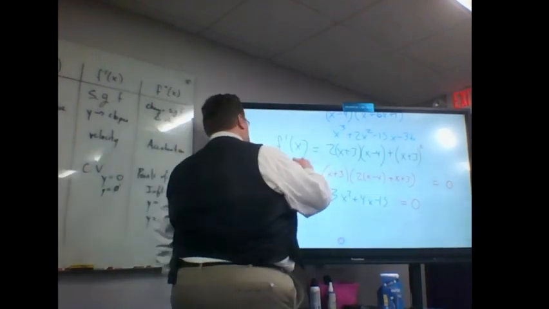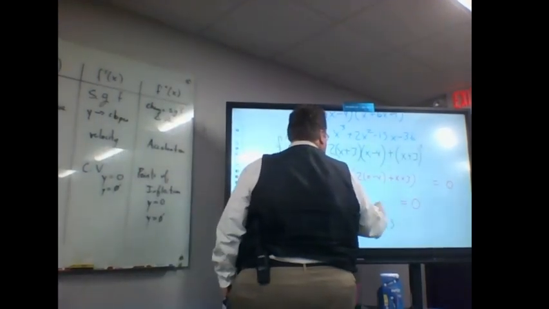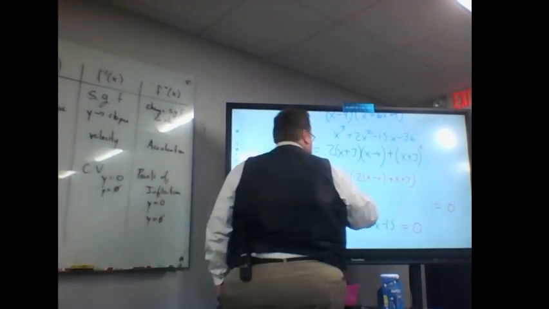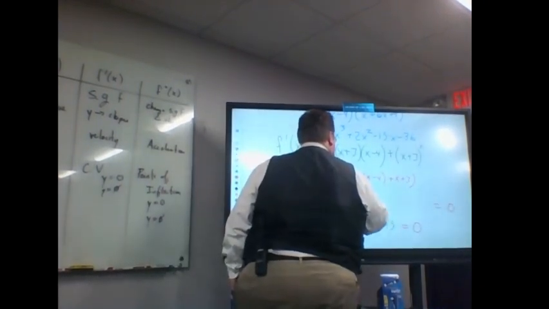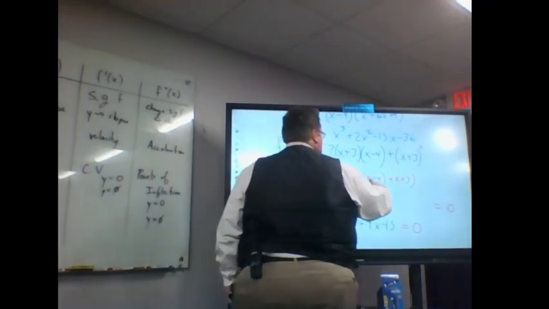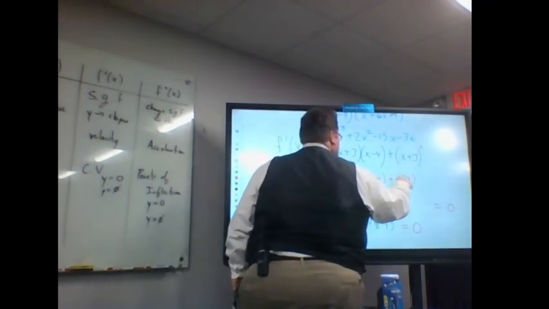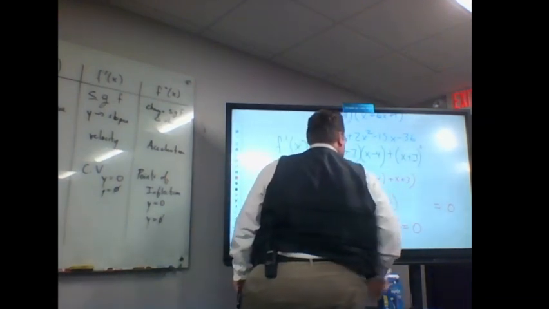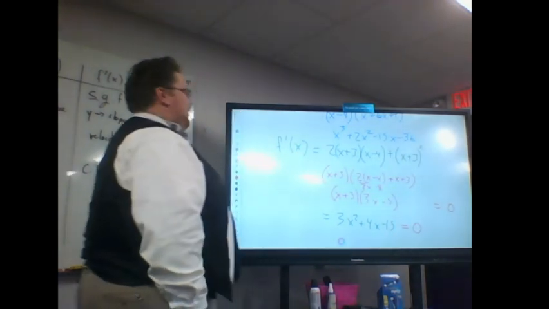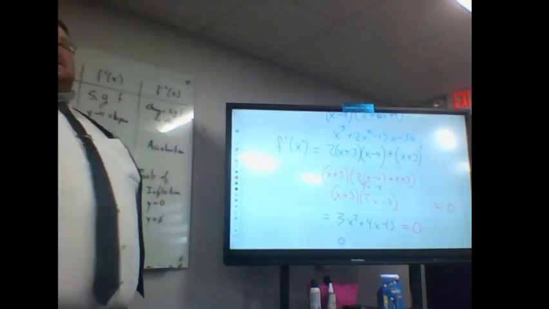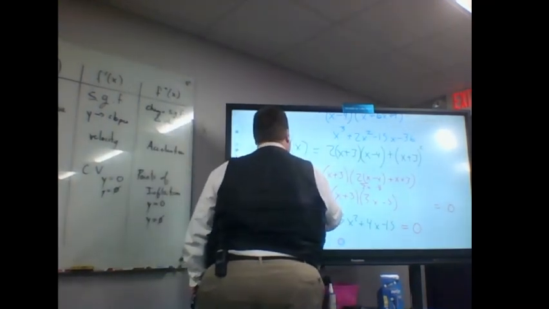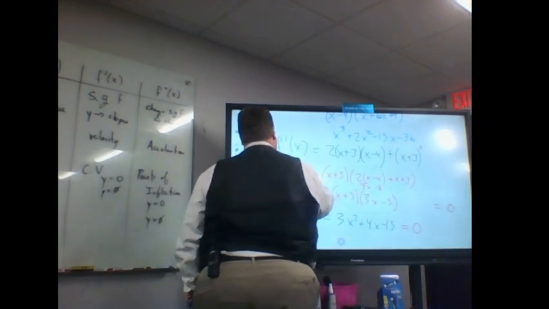This becomes x plus 3 times, let's see, this becomes 2x minus 8, plus x plus 3, so that becomes 3x minus 5. There we go. So x equals negative 3 and x equals 5 over 3. These would be our critical values.